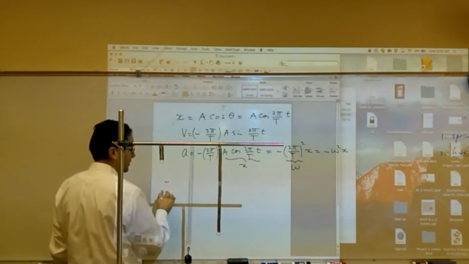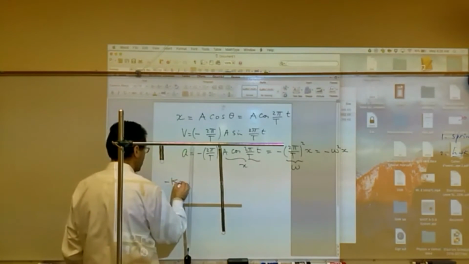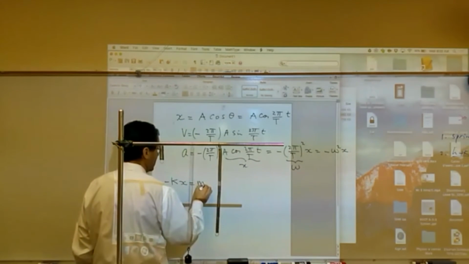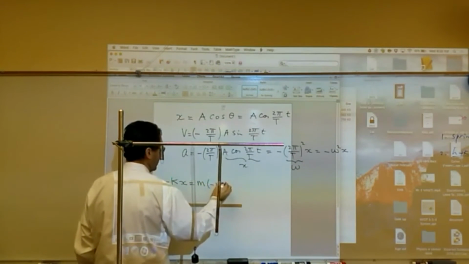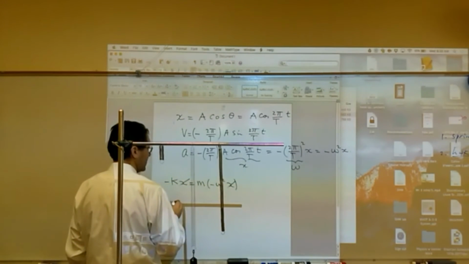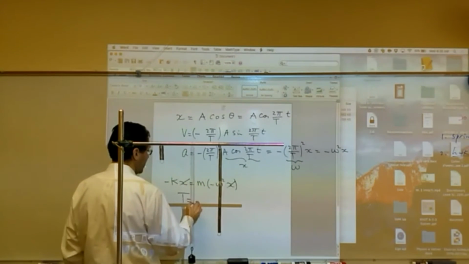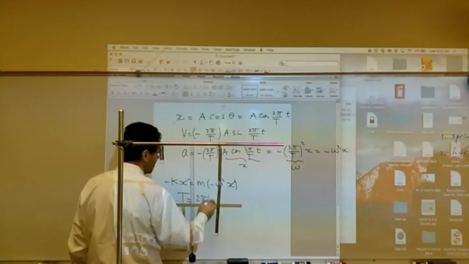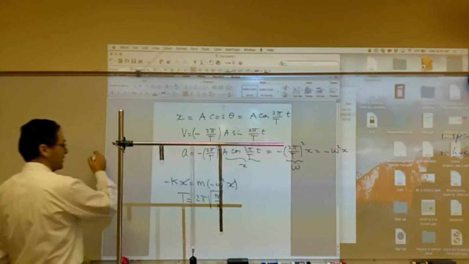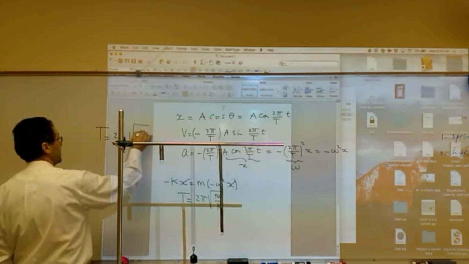So your F net, with respect to this position, is negative kx. Okay, that's Hooke's law, equals ma, m times negative omega squared times x. You cross out the x's, and if you manipulate this a little more, you should get that the period equals 2 pi square root of m over k. So I'm going to write that here on the side, and we're going to look at that formula conceptually.